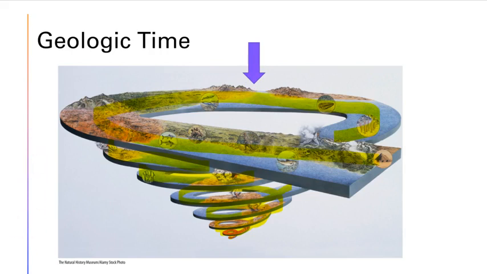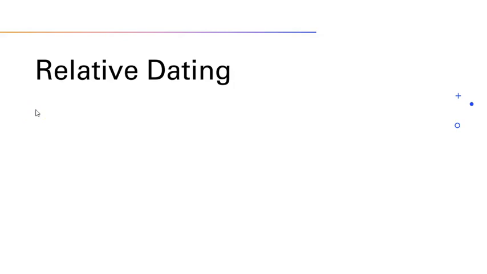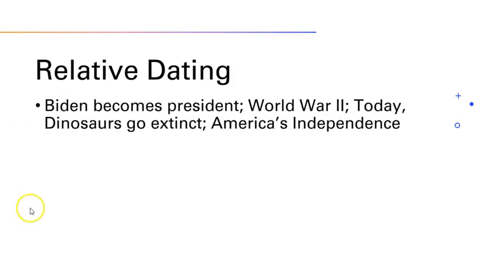The main objective of this lesson is to learn how to interpret the geologic history of a given area by arranging the geologic units in their correct chronological sequence. This is known as relative dating. For example, arrange the following events so they are in the correct chronological order relative to one another. Joe Biden becomes president, World War II, today, dinosaurs go extinct, America's independence.